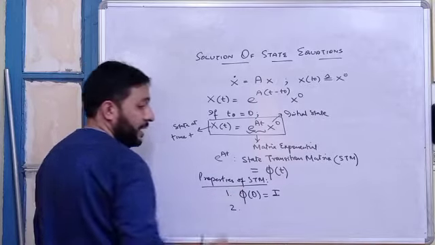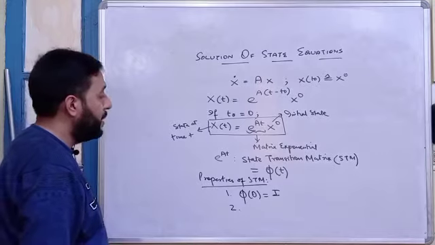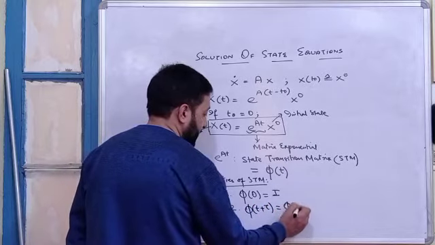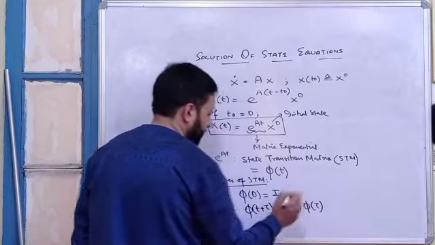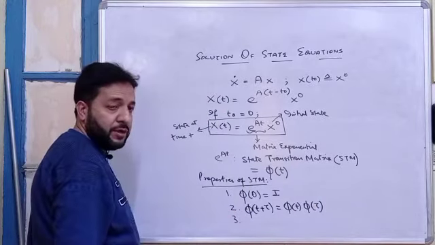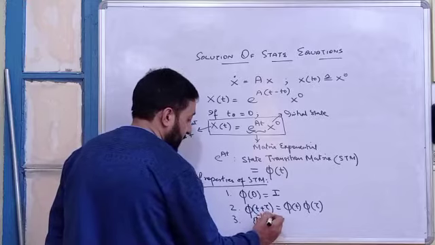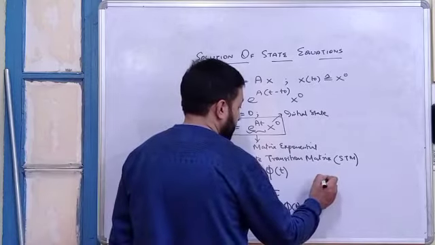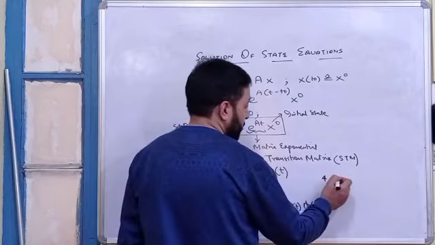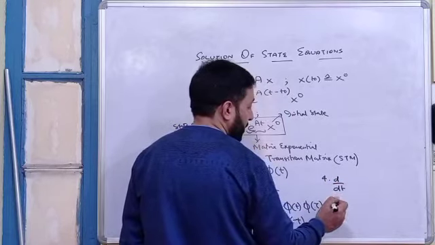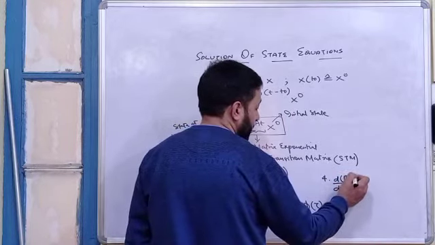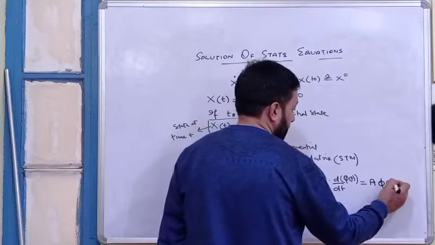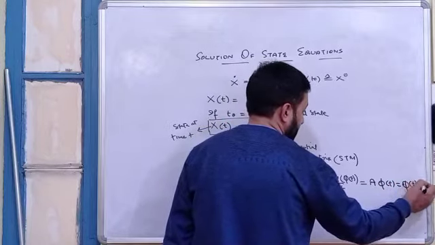What was the second property? e to the power A(t plus tau). Phi of (t plus tau) is equal to phi of t into phi of tau. The third property was the inverse one: phi inverse of t is equal to phi of minus t. Then the fourth property was related to differentiation: d by dt of phi of t is equal to what? A phi of t, or phi of t A.